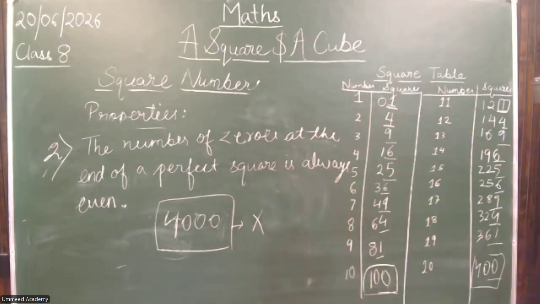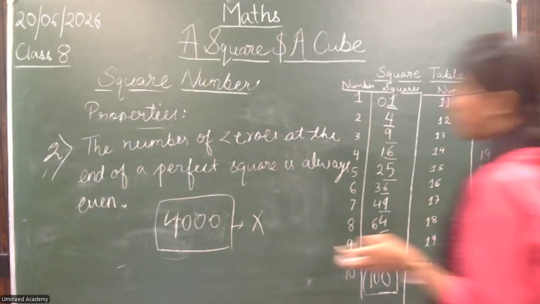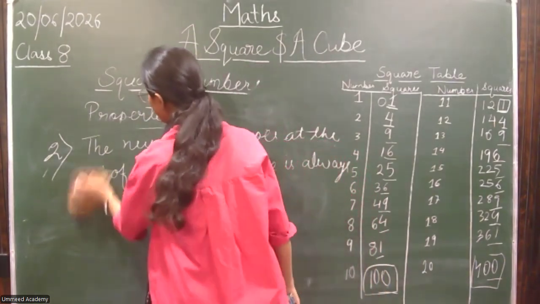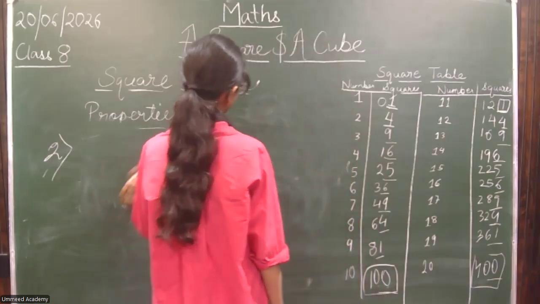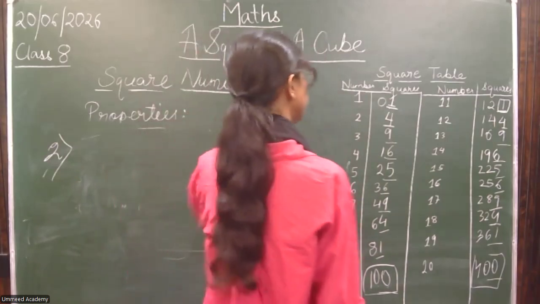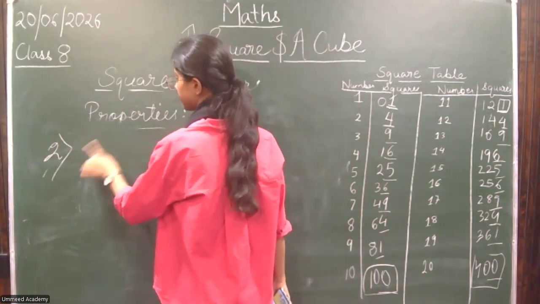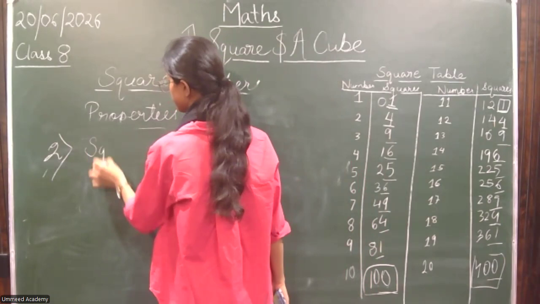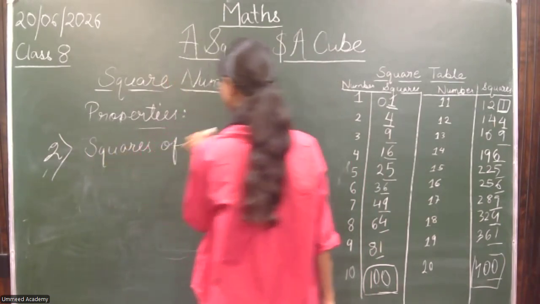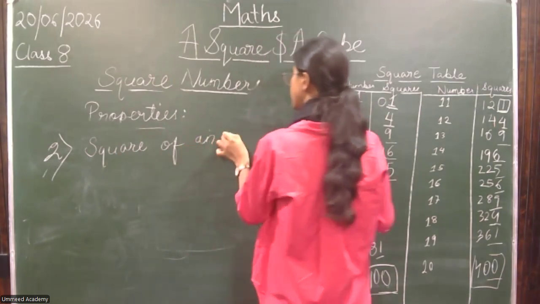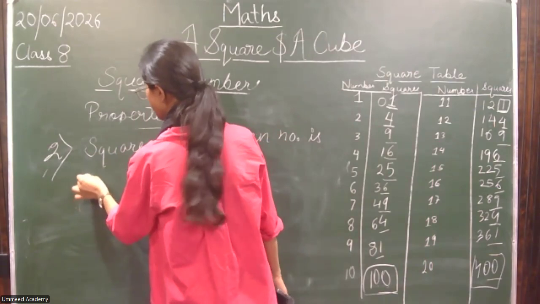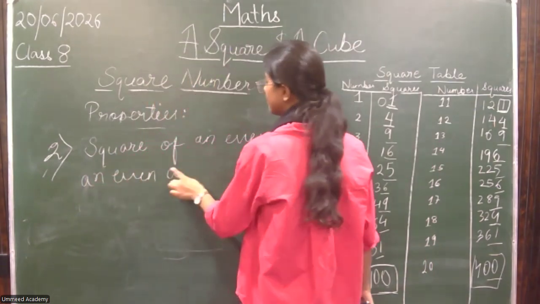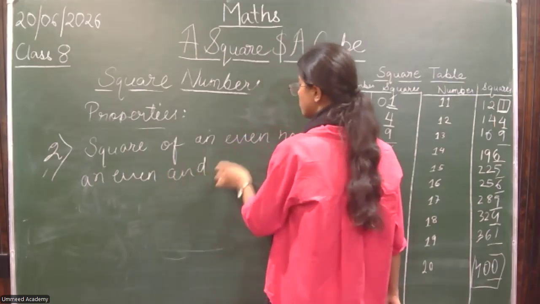Okay. Moving on to our third property. Third property is an easy one, that the square of an even number is an even number and the square of an odd number is an odd number.